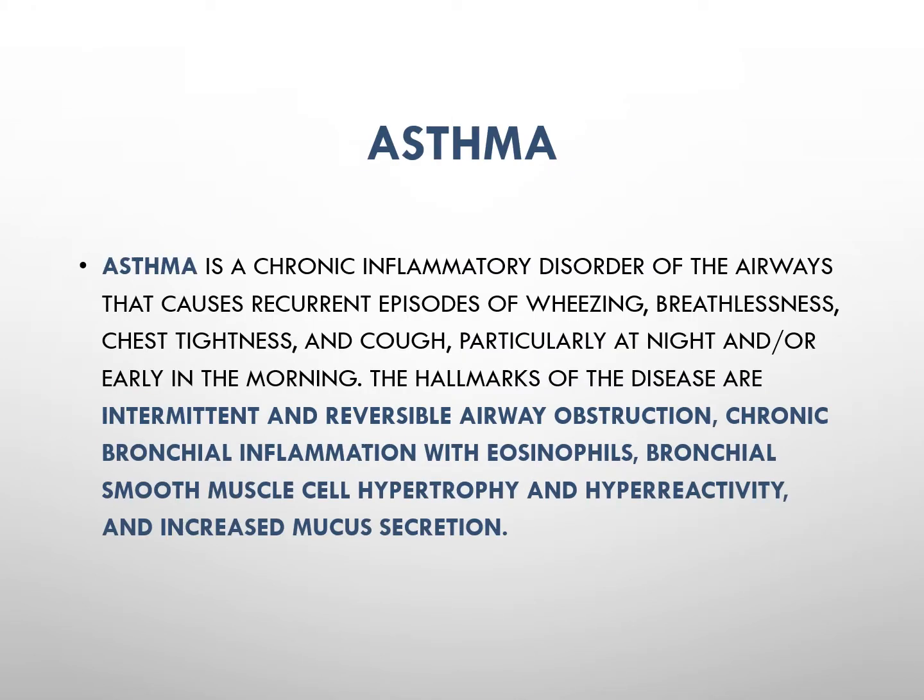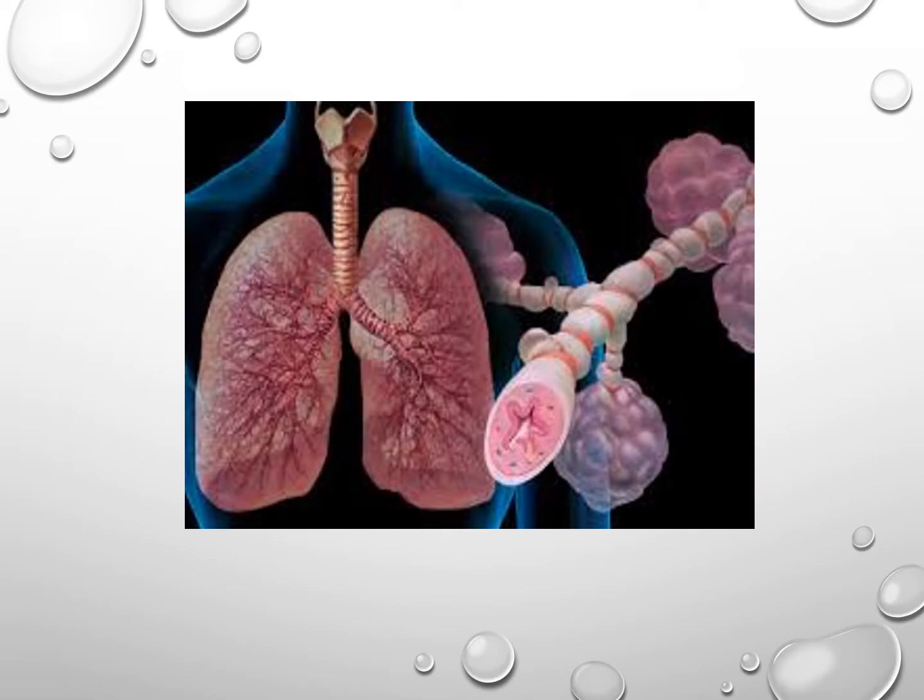Asthma is a chronic inflammatory disorder of the airways that causes recurrent episodes of wheezing, breathlessness, chest tightness and cough, particularly at night and early in the morning. The hallmarks of the disease are intermittent and reversible airway obstruction, chronic bronchial inflammation with eosinophils, bronchial smooth muscle cell hypertrophy and hyperreactivity, and increased mucus secretions. Here is a nice picture, narrowing of bronchial orifice.